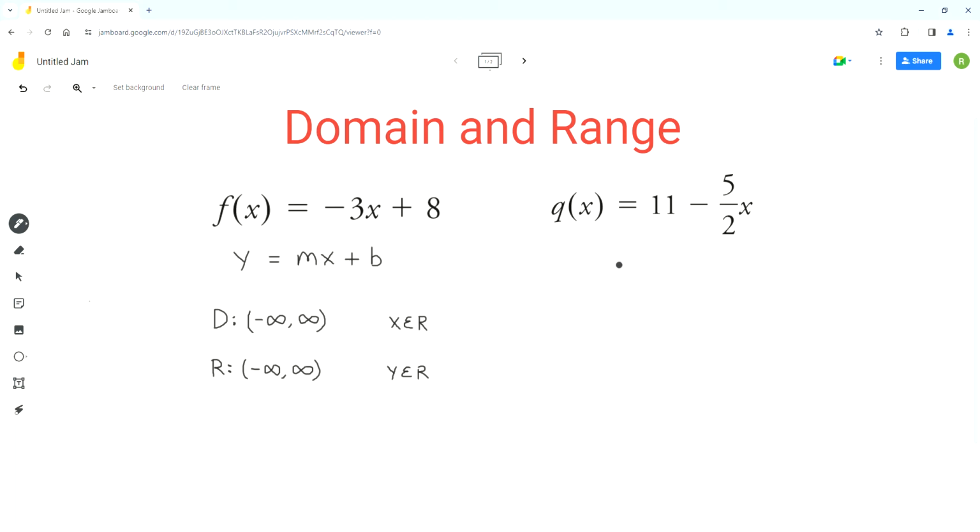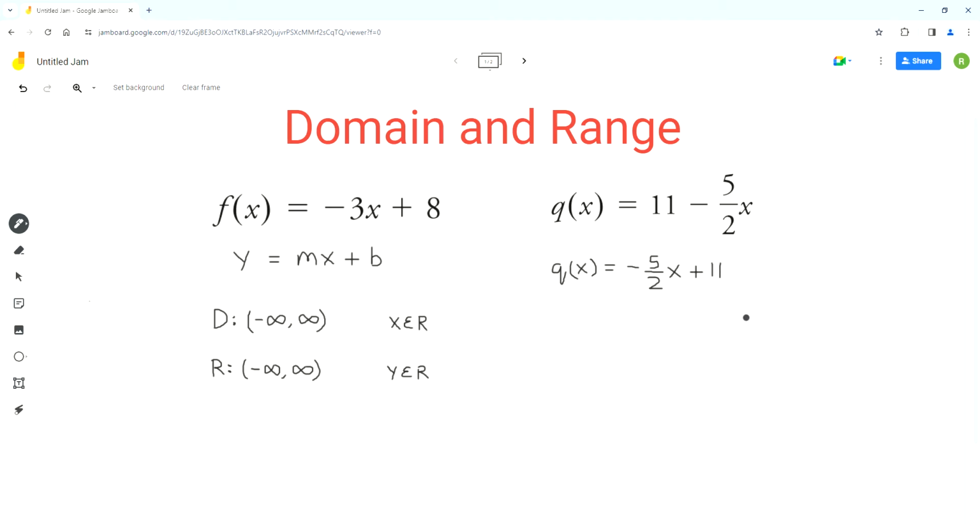Now let's analyze the second function. The second function is also a linear function. It's just that the terms in this function are written in a different way compared to what we are familiar with. So the first step we can do here is to rewrite the terms in the expression. We can write the x term first. So it becomes negative 5 over 2 x plus 11.